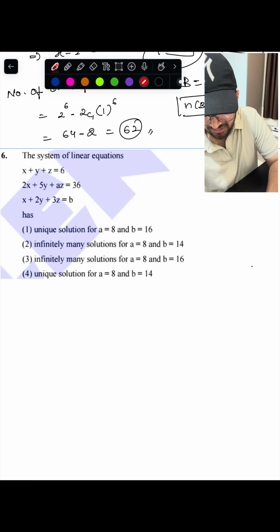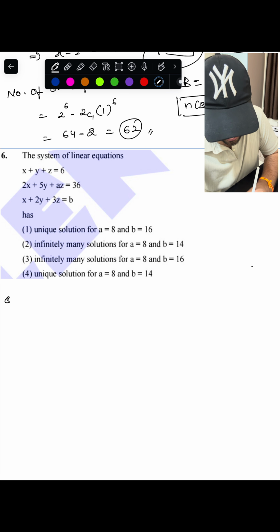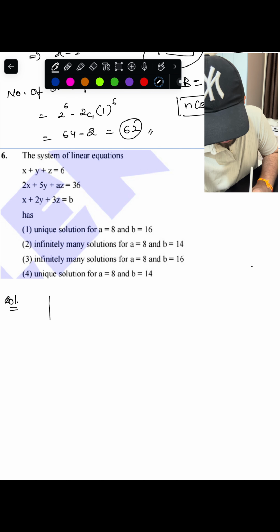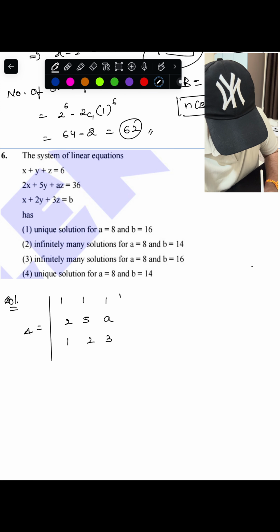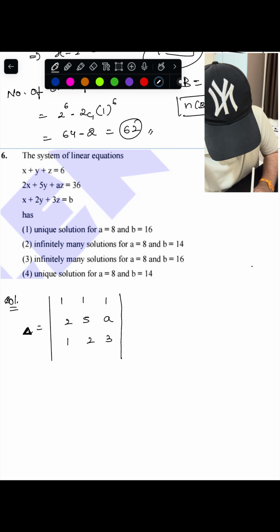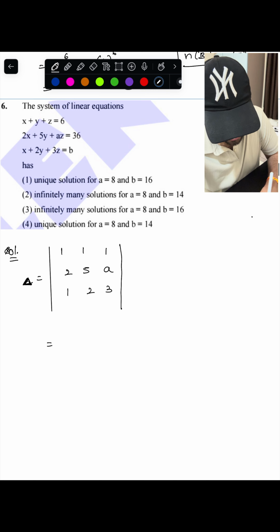Right. So whenever this kind of question comes up, first try to find the determinant. Delta means the determinant of the coefficients: 1, 1, 1, 2, 5, a, 1, 2, 3. Now, for this, calculate the determinant.